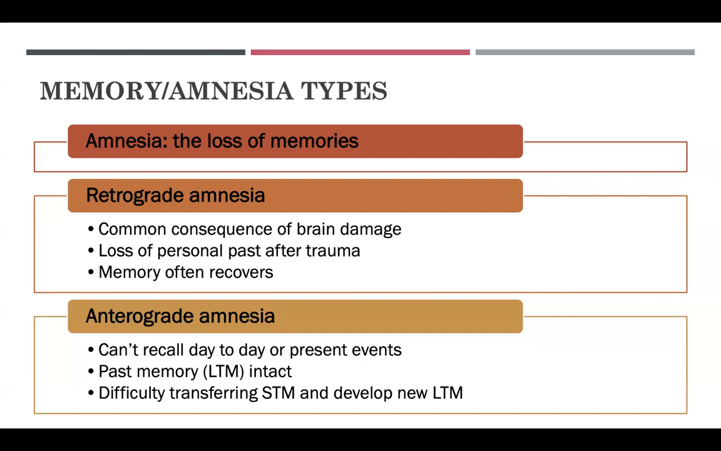The other type of amnesia is anterograde amnesia. This is when you can't recall day-to-day or present events, and your past memory or your long-term memory is still intact. It can also make it difficult transferring short-term memory and developing long-term memory. An example of anterograde amnesia is you remember what you had for breakfast or what you did 5 years ago, but day-to-day stuff is hard to do and remember. In this case, you can remember stuff from your long term, but your short term is what is affected.